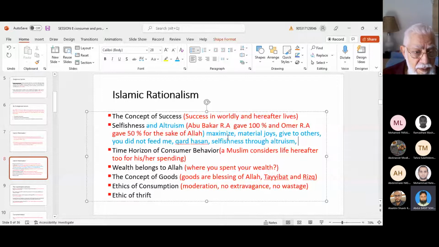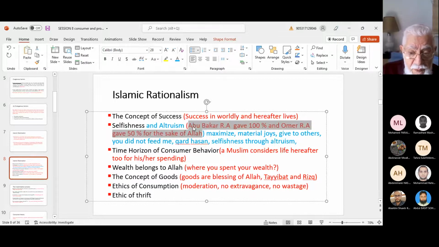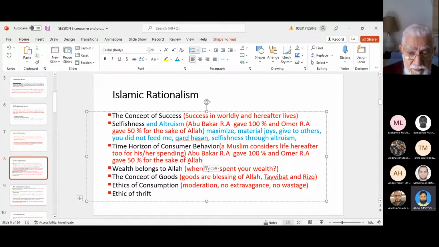Time horizon of consumer behavior. A Muslim considers life hereafter too for his or her spending. So, Akhira is also time horizon for consumer in Islamic perspective. Okay. Wealth belongs to Allah. That could be the example of Abu Bakr and Umar, and giving more or giving less. When Abu Bakr was asked, what did you leave to your family? He said, I left for them God and his messenger. Okay, sir. So, wealth belongs to Allah.